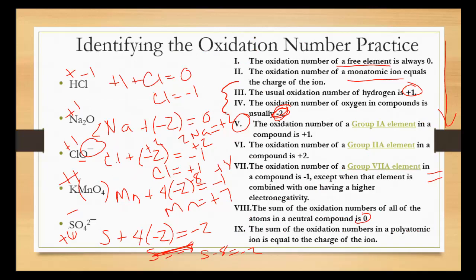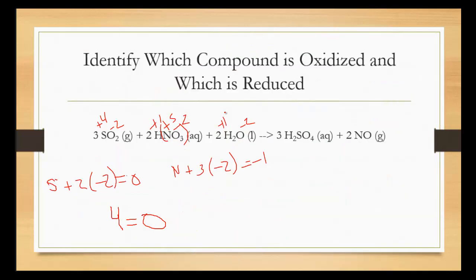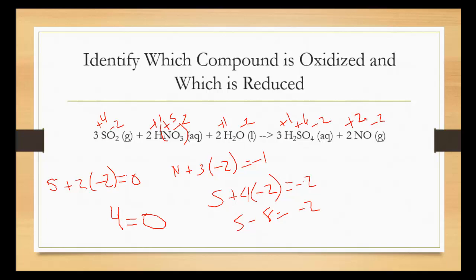Hydrogen's a +1 again. This time SO4. So we have 1 sulfur and 4 -2 charges is equal to -2. So that means sulfur minus 8 is equal to -2. That gives sulfur a +6 charge and oxygen a -2 charge. And then NO, oxygen's -2. To balance that out, nitrogen must be a +2. There's a lot of elements here. There's a lot of atoms. So let's try to find the ones that match up.